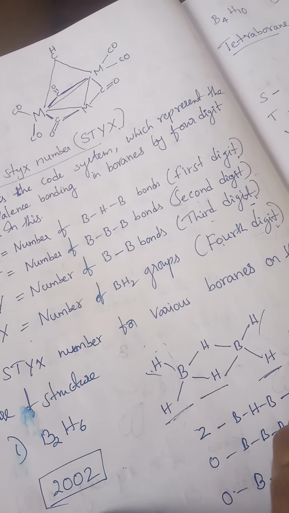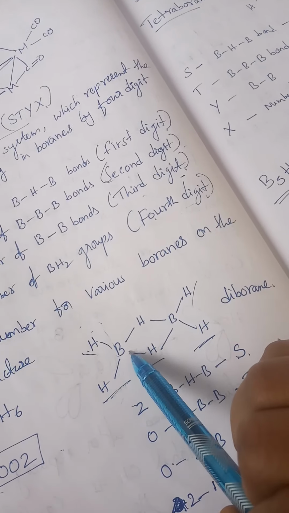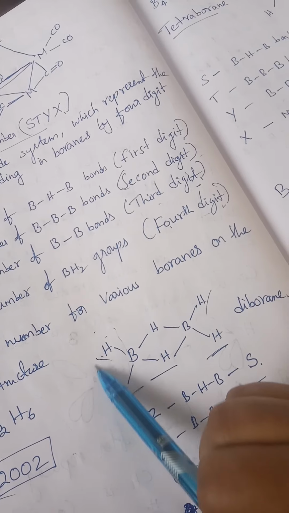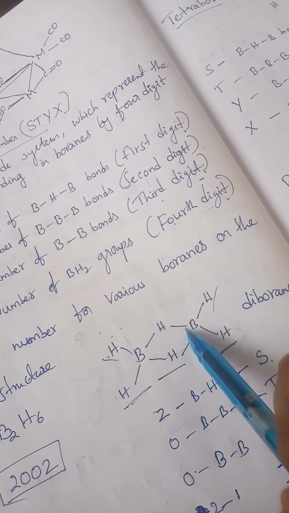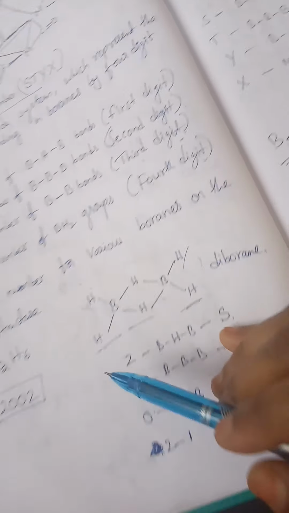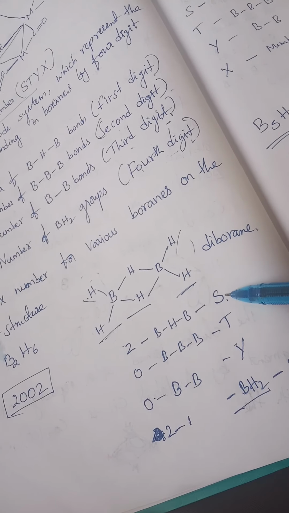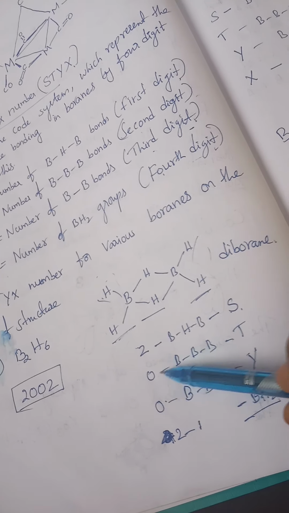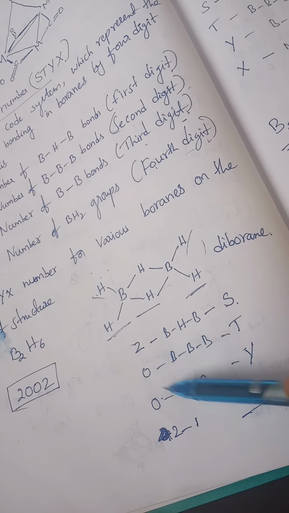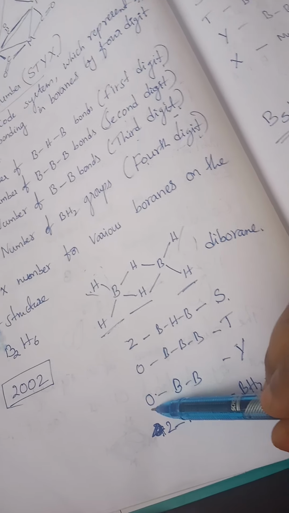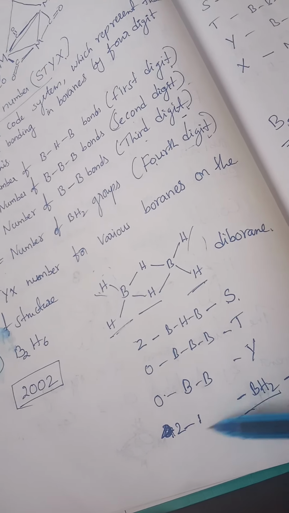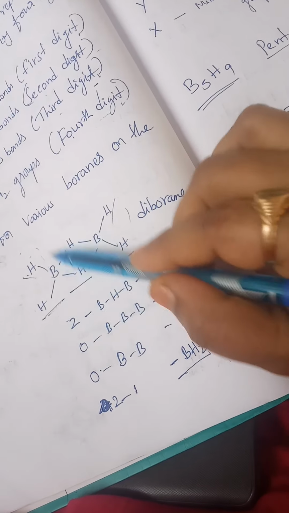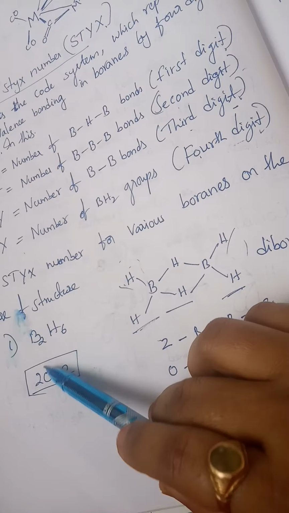A well-known example is diborane. In diborane we have BHB bonds, banana bonds, which is 2, and the BH2 groups is 2. So again we write the STYX representation. S is nothing but BHB bonds, so here it is 2. T is BBB bonds, and there are none. There are no BB bonds, so you write 0. BH2 groups: here one is a BH2 group and another one is a BH2 group, so we have 2. So the overall code is 2002.